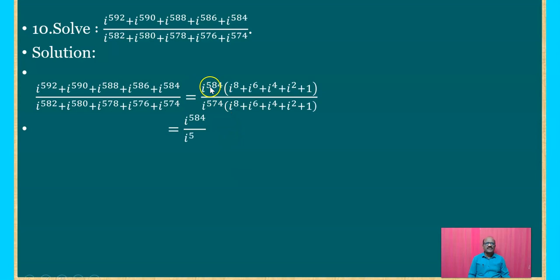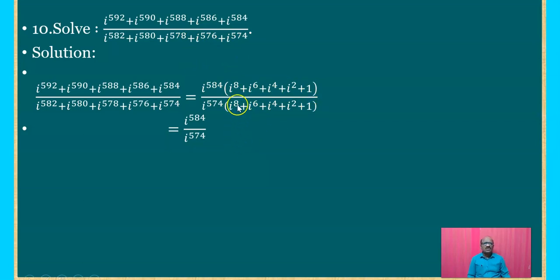Now, first of all, we take the common i^584, which is the lowest power in the numerator. Take i^584 as common. Then in the bracket you will get i^8, then i^6, then i^4, i square and 1. In the same case, for the denominator, the lowest power is i^574. Take i^574 as common. Then in the bracket you will get i^8, i^6, i square and 1.